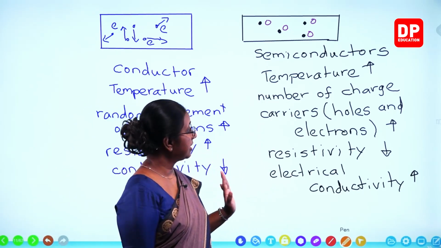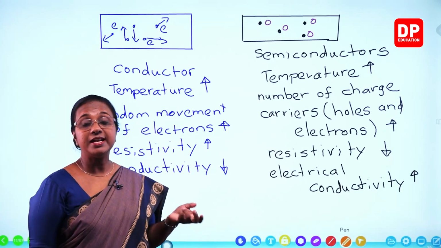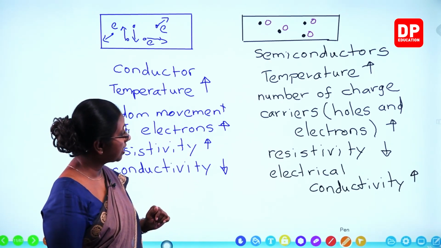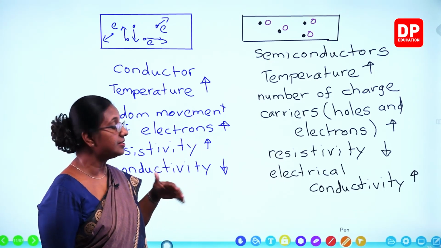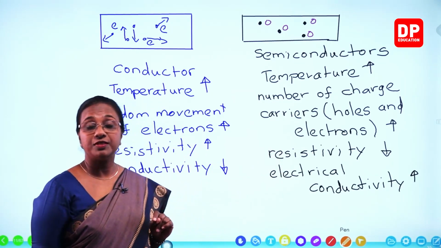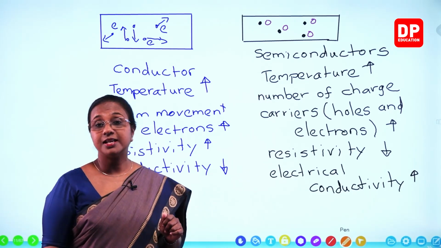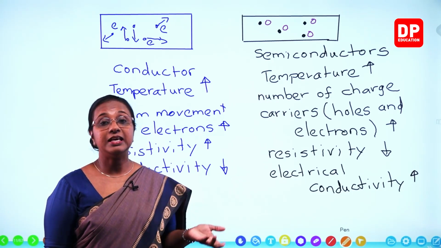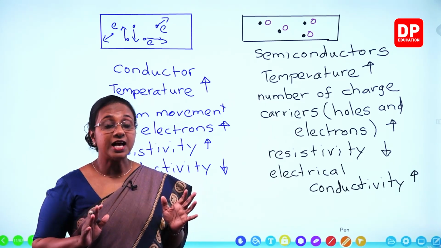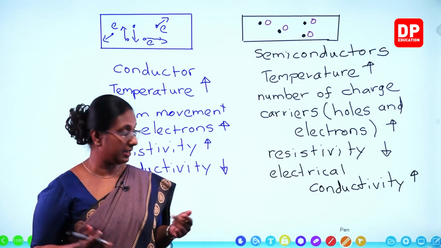But in a semiconductor, as the temperature increases, the number of bonds that are broken increases. Therefore, the number of charge carriers, that is holes and electrons, increase, reducing the resistivity of the semiconductor. And because of that, the electrical conductivity of semiconductors increases with increase in temperature. So that is how temperature affects the conductivity of materials.